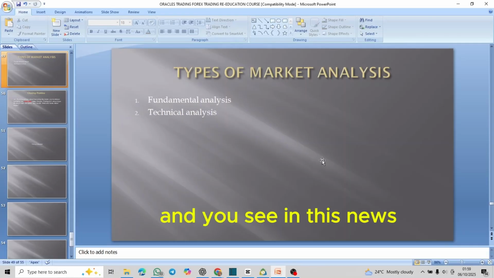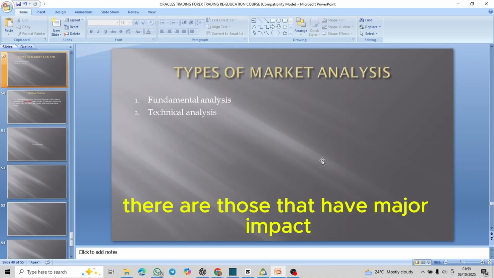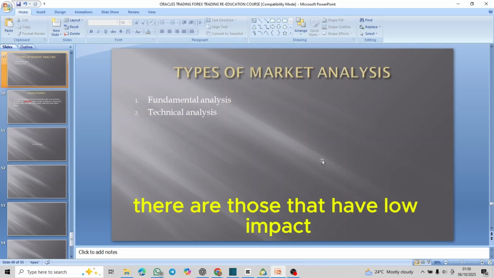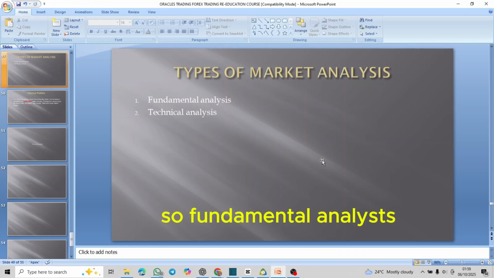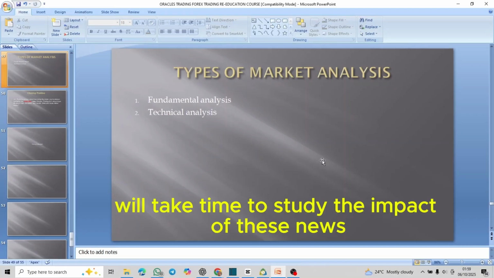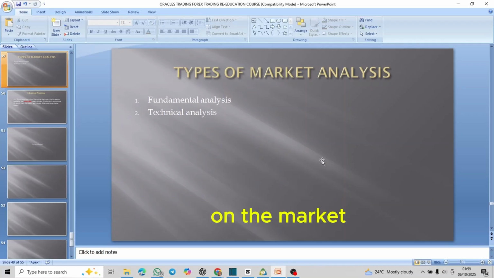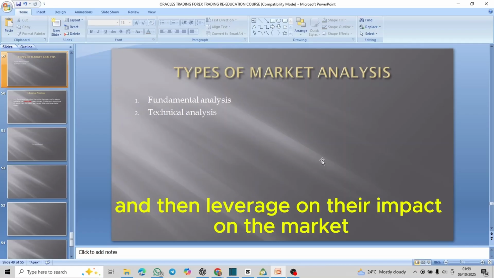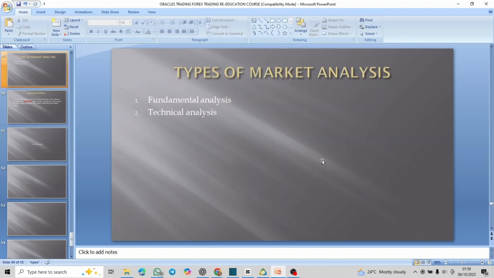And you see, in this news, there are those that have major impact on the Forex market. There are those that have minor impact. There are those that have low impact. So fundamental analysts will take time to study the impact of this news on the market, understand their patterns over the years, and then leverage on their impact on the market.